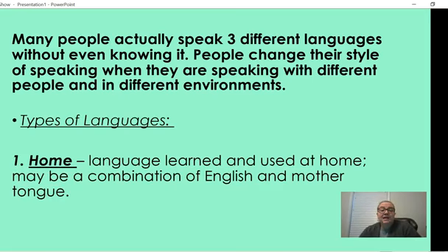So the 3 different types of languages include our home language. So that's the language that we learn and use at home. And it may be a combination of English and mother tongue. When I say mother tongue, I mean what's the language that your family speaks. Maybe your family speaks Spanish. That might be your mother tongue. So your home language might be Spanish, might be English, or it might be a combination.